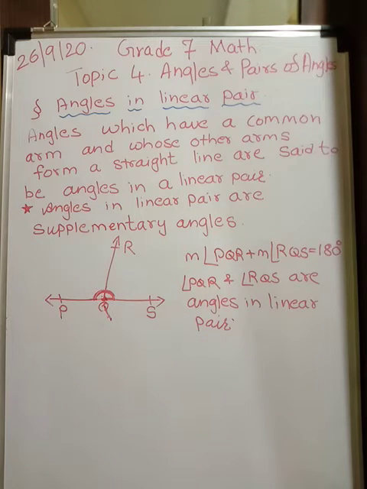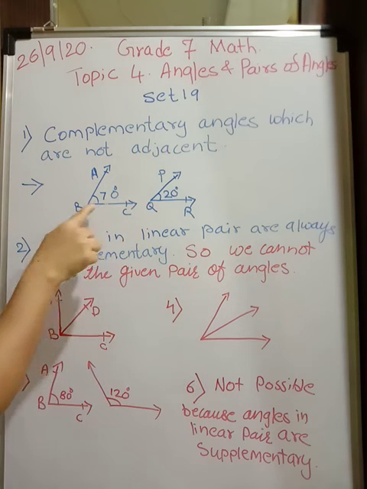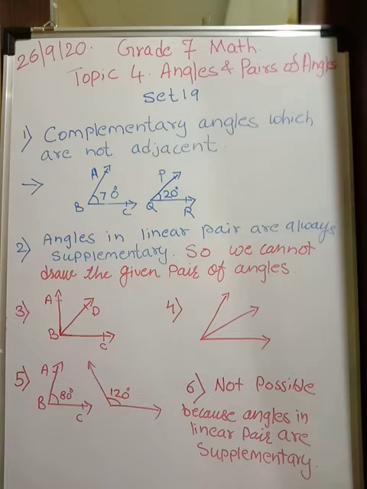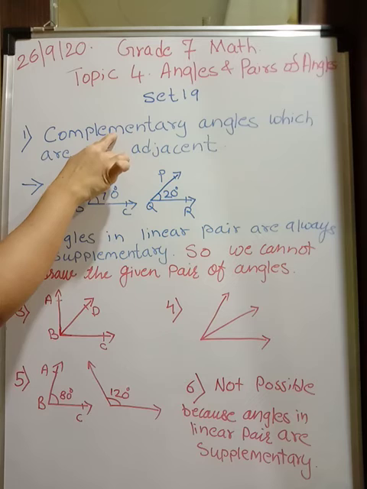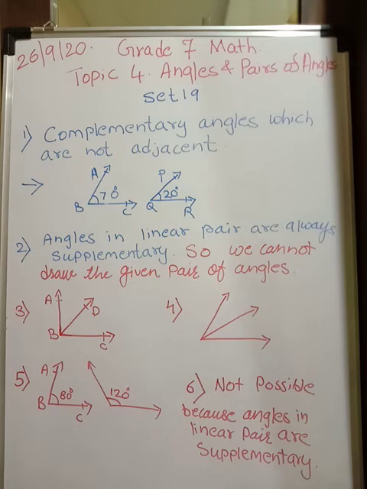Now let's go for the exercise, which is 19, based on the same concept. Look at set 19. Draw the pair of angles as described below. If that is not possible, say why. The first question is complementary angles which are not adjacent. Not adjacent means they should not have a common vertex and common arm. Two different angles, but they should be complementary. So 70 plus 20 is 90. Their sum should be 90 degrees.